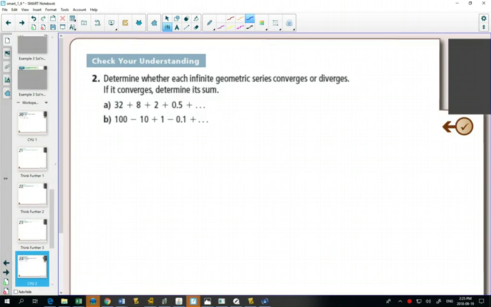We'll get that, and we'll finish the question first. So determine which infinite geometric series, so that means they continue on forever, which ones converge or which ones diverge. So first of all, a little note.